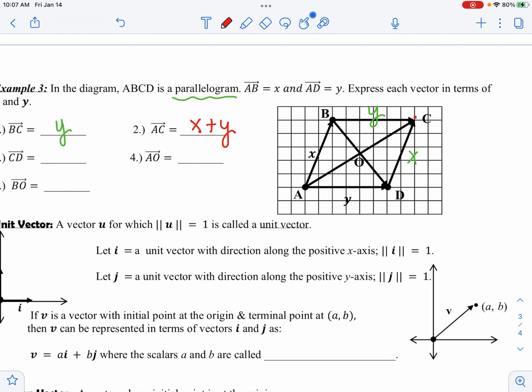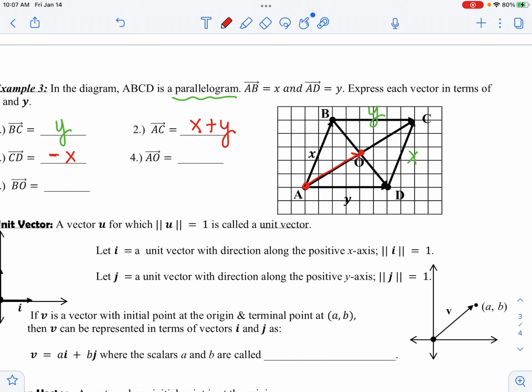All right, next one, CD. CD starts here, ends here. If you look, CD doesn't go in that direction. It goes from D to C, and I want CD, which starts here, ends here, so I have to go the opposite of that. So this is the opposite of X.